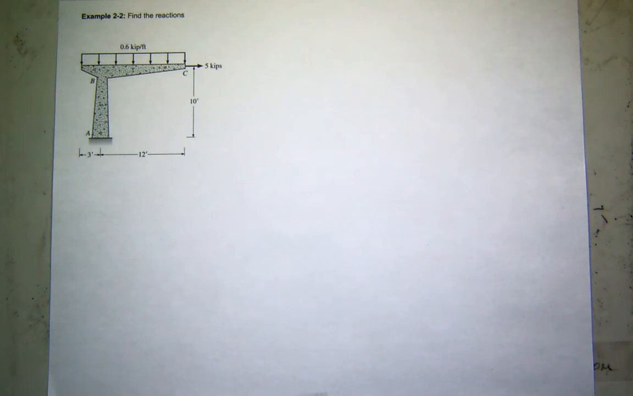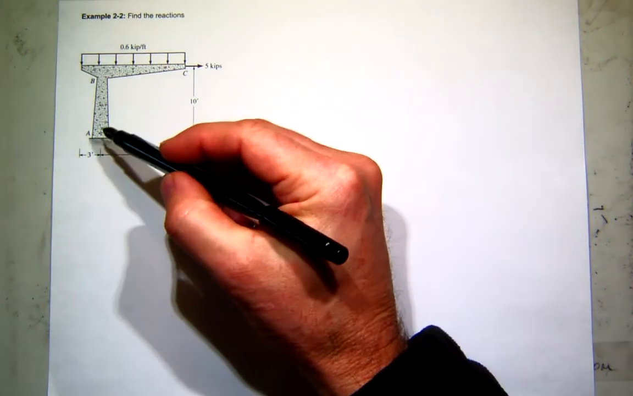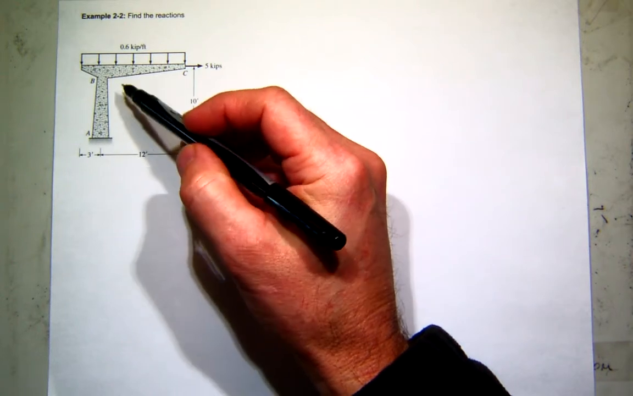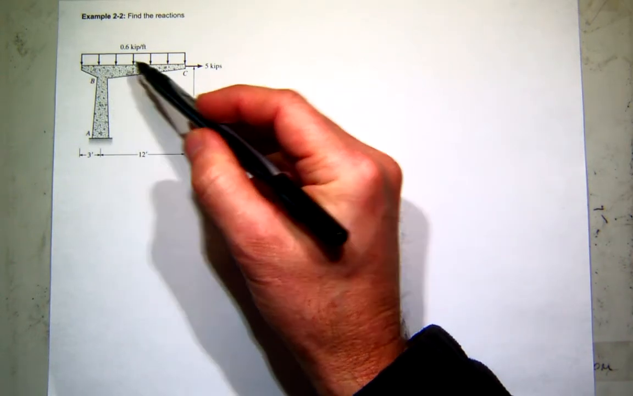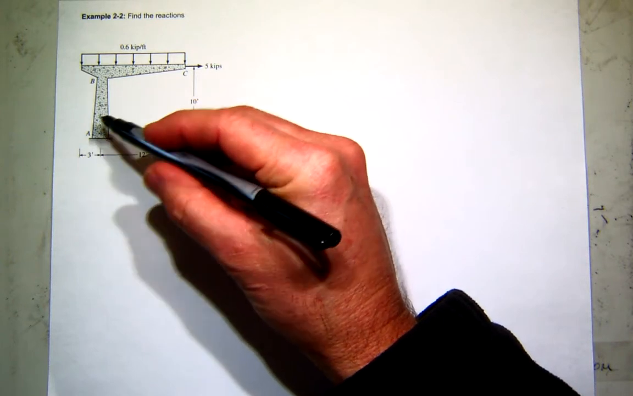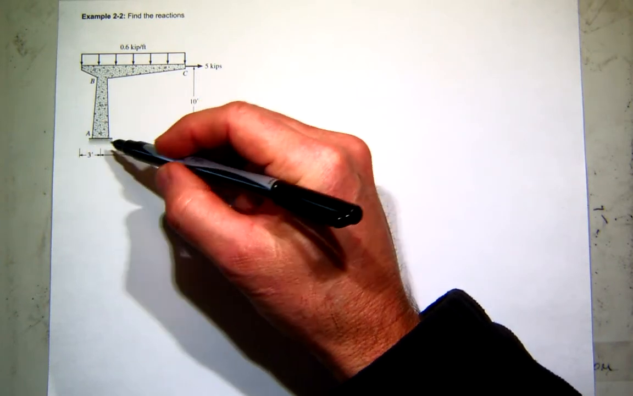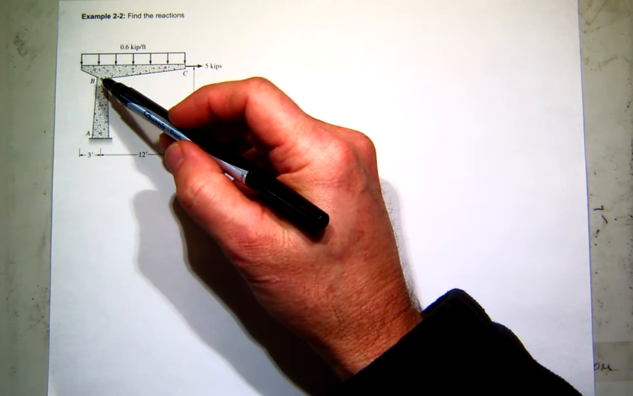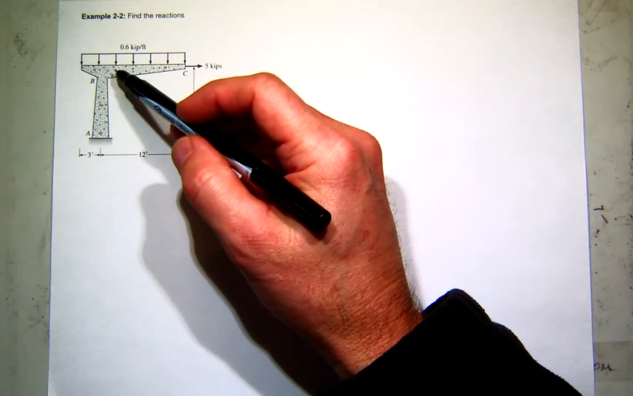Okay, so on this problem, it looks from this diagram that this is probably reinforced concrete, so it looks like it's cast as one solid piece. So if you look down here at A, what kind of reaction do you think this is going to be? This looks pretty much like a fixed support. You'll notice here at B that it's also fixed.